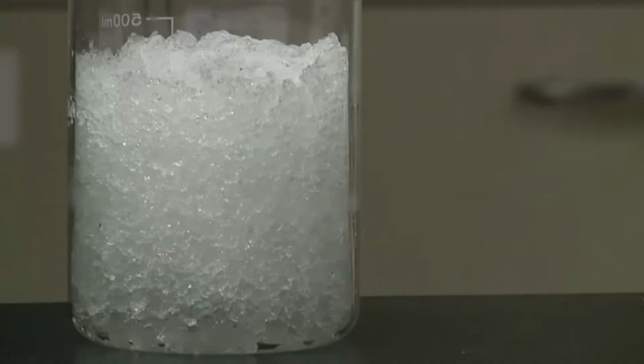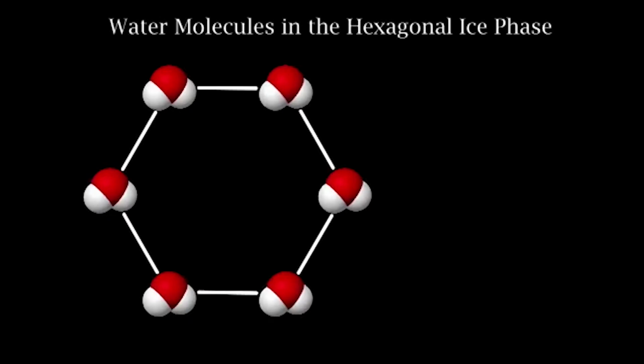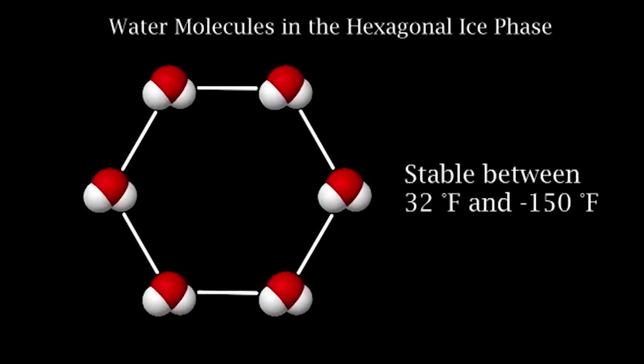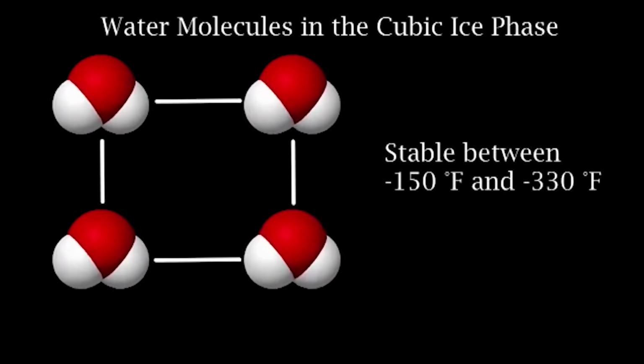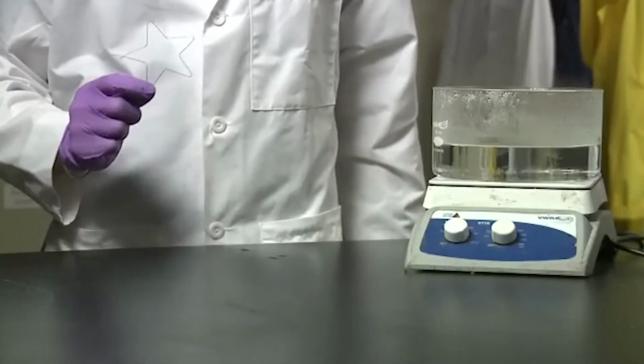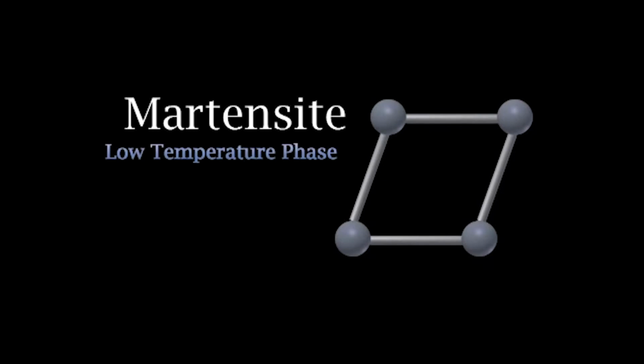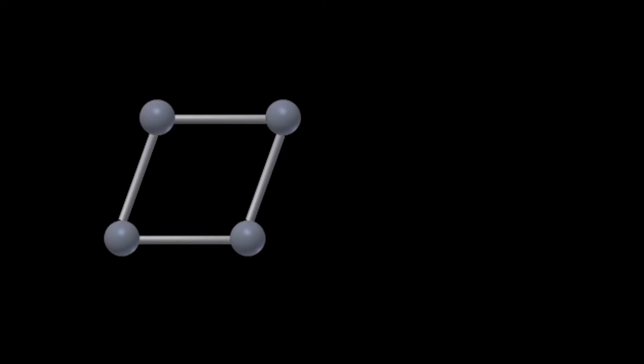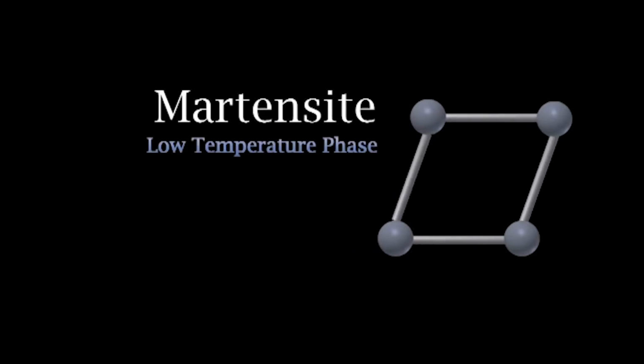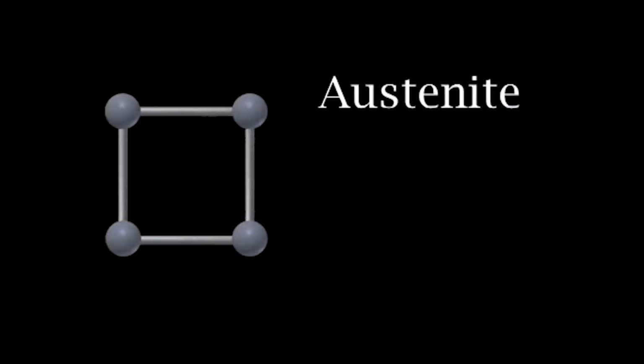But did you know there are actually multiple solid phases of ice? There's a hexagonal ice phase that is stable until -150 degrees Fahrenheit, and a cubic ice phase that is only stable below -150 degrees Fahrenheit. So how does this fit into shape memory materials? These materials also have multiple solid phases. There is a low temperature phase that is called martensite. But if we increase the temperature, the atomic alignment changes into another phase, called austenite. So at low temperatures, we have martensite, and at high temperatures, we have austenite.